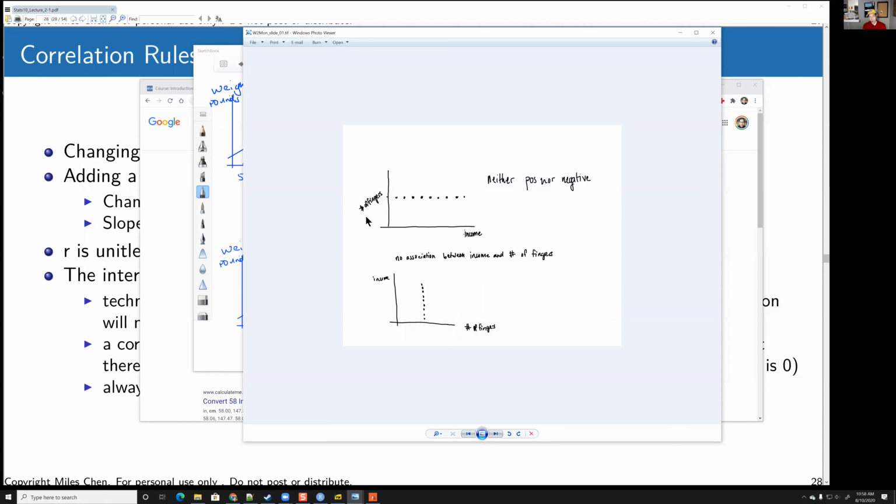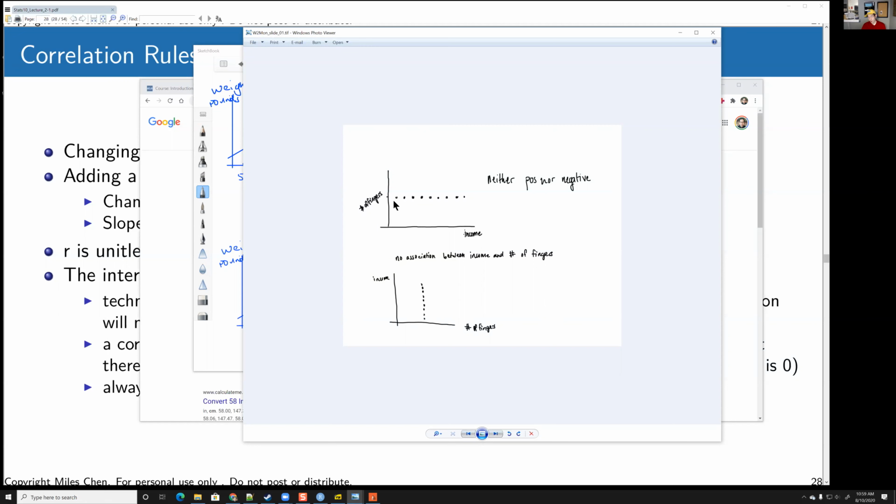Is there going to be a relationship between income and number of fingers? And the answer is going to be no. We're not going to see a relationship between income and number of fingers. And if I swapped them, and asked, is there a relationship between number of fingers and income? The correlation up here is 0. Swapping variables doesn't affect the correlation, so the correlation here will also be 0. Basically, if you only observe one y value for all the different x values that you have, you're going to have a correlation of 0.